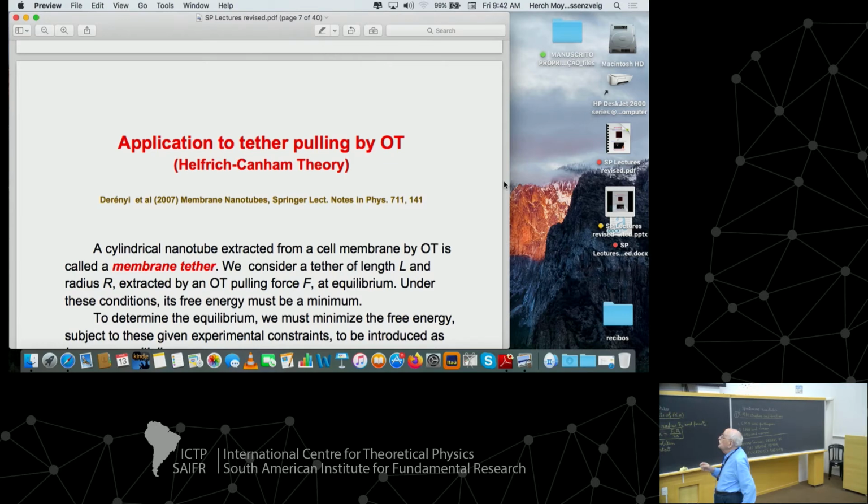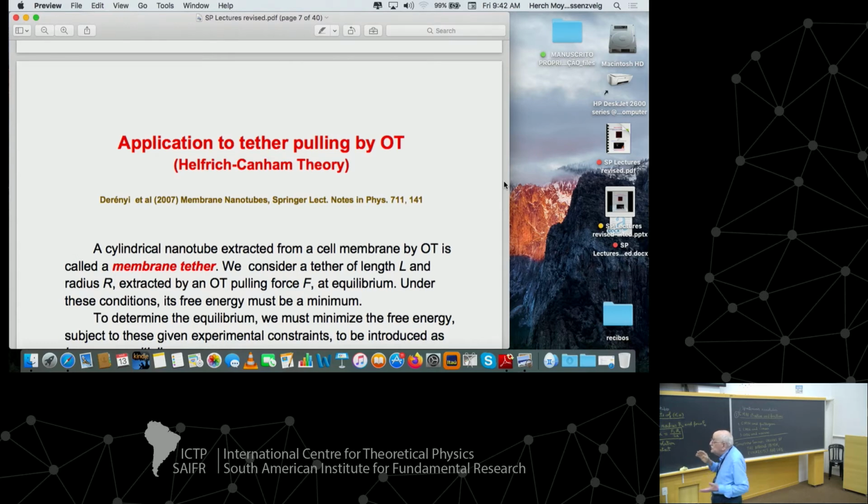Okay, so yesterday I introduced the elastic constants, and this discussion is based on the paper by Derényi, which is quoted there, an excellent paper. So now consider a tether which was extracted with a length L, a radius R, and the pulling force F of the optical tweezers, but the values at equilibrium, which are with index 0.